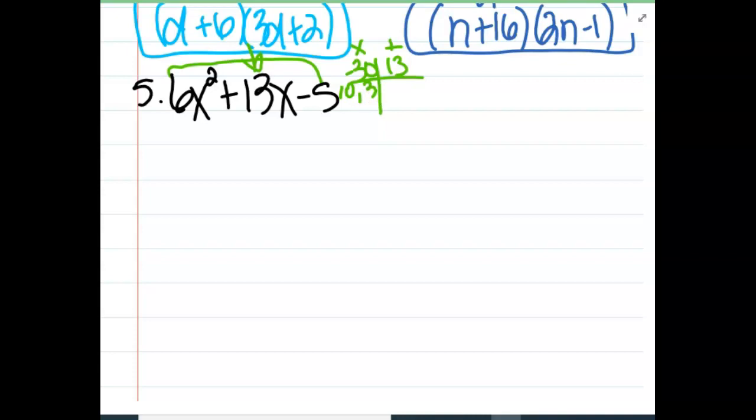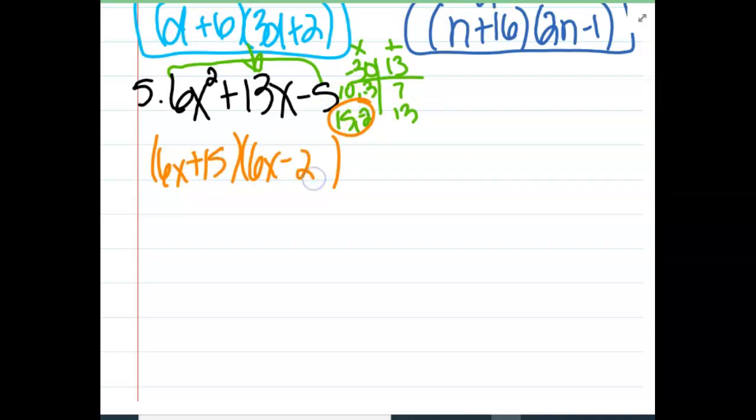Now I know whenever I add, I need a positive. So it's going to have to be the smaller number that's negative. So 10 and negative 3 would give me 7. What else? 15 and 2. And like we said, the smaller number has to be negative to give me a positive 13. Okay, we're going to go ahead and set up our factors. Now to get 6x squared, we're going to start with 6x and 6x. And then we're going to do plus 15 minus 2.